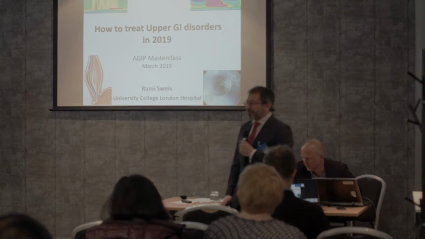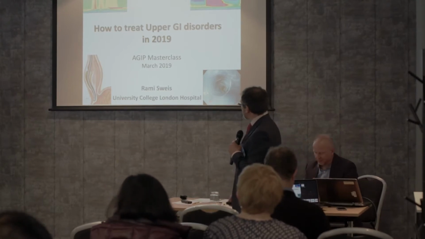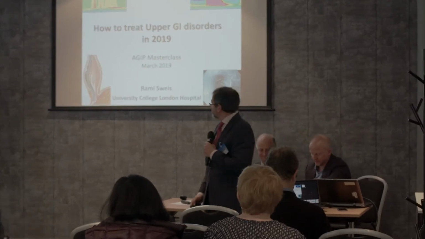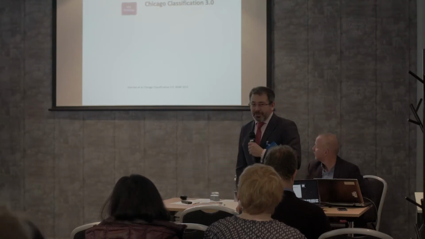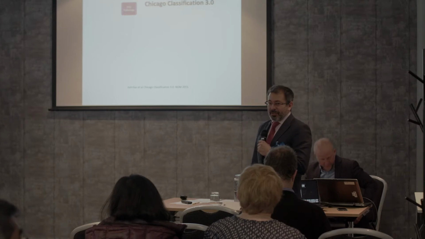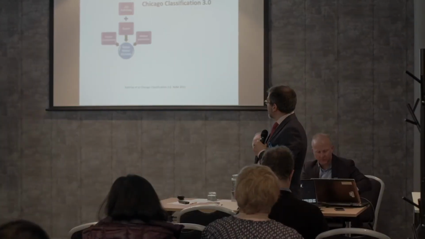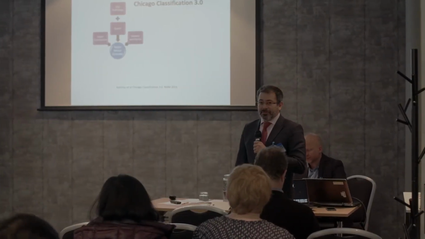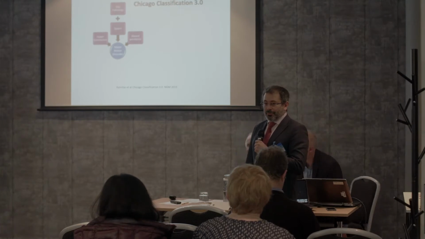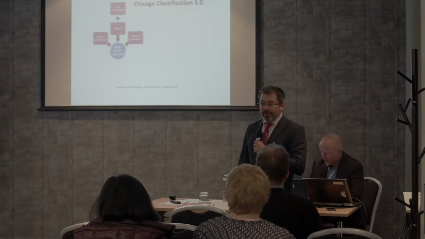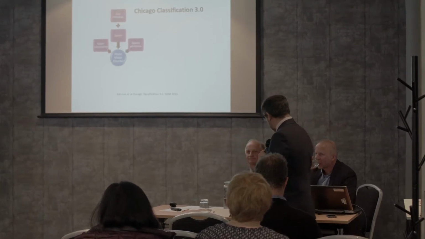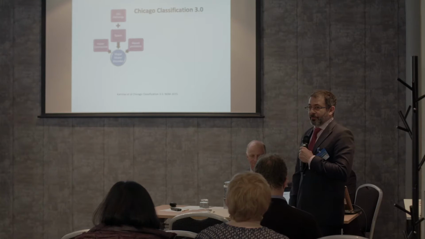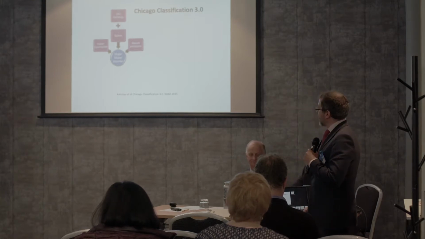So anyway, without further ado, how to treat upper GI disorders in 2019. So just to recap, the Chicago classification, we look at pathology in the esophagogastric junction, and then we look at the esophageal body. So we tend to want to treat esophagogastric junction pathology first, and only when we have excluded pathology within the esophagogastric junction do we then proceed with the esophageal body.